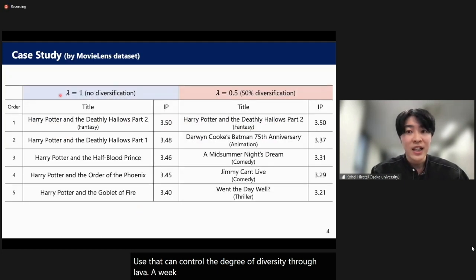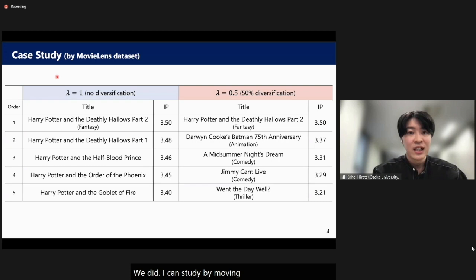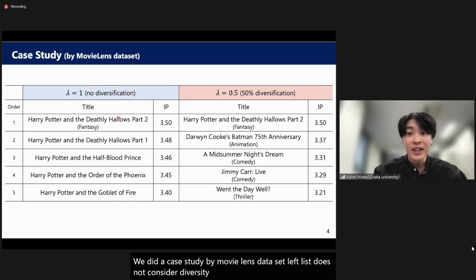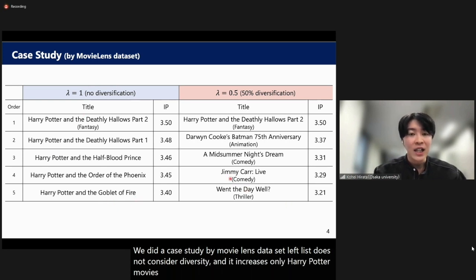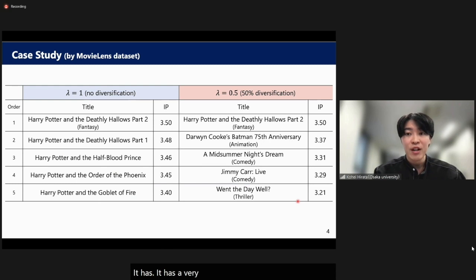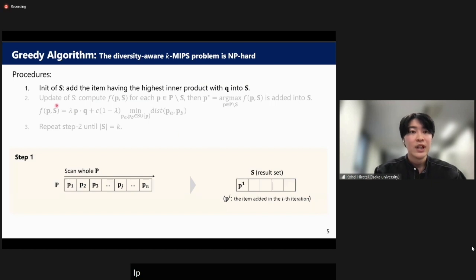We did a case study with the MovieLens dataset. The left list does not consider diversity, and it includes only Harry Potter movies. The right one has diversity. It has various kinds of movies with high inner product.